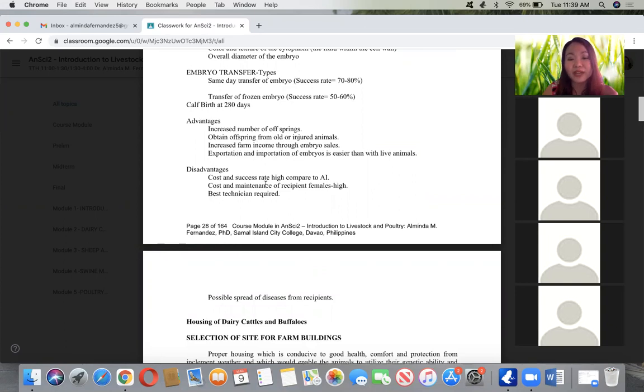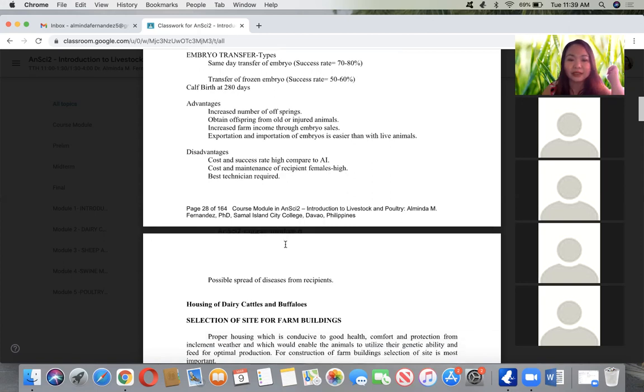But the disadvantage is the cost, and the success rate is not high compared to AI. So, embryo transfer is more expensive, and there is the cost and maintenance of the recipient females and the technician you require. They need to be trained. Another disadvantage is the possible spread of diseases from recipients.